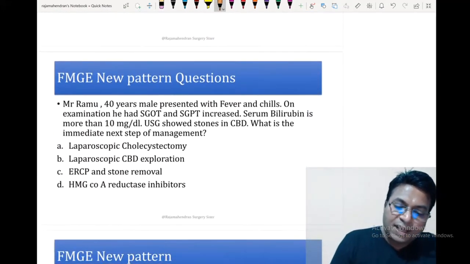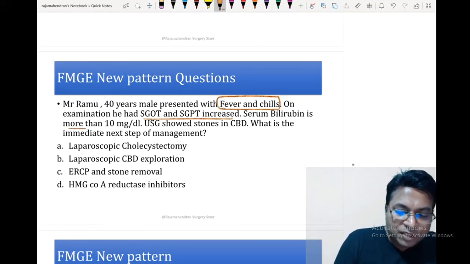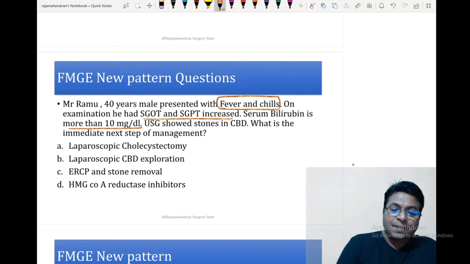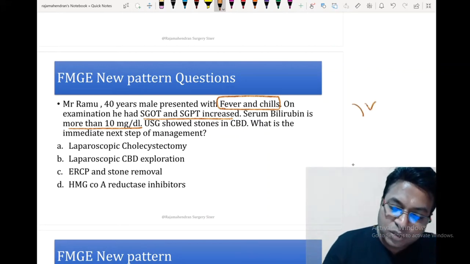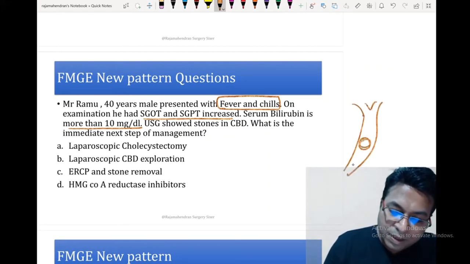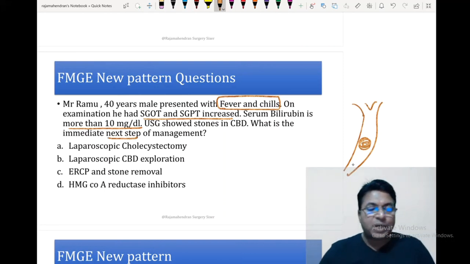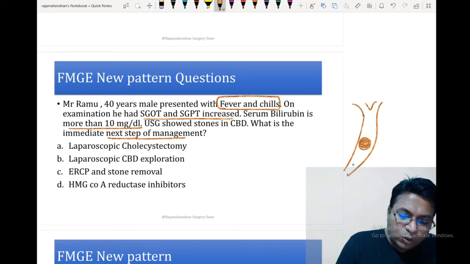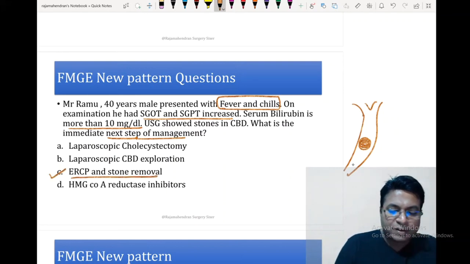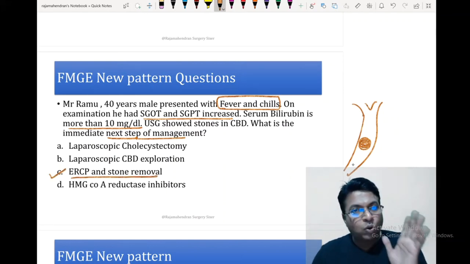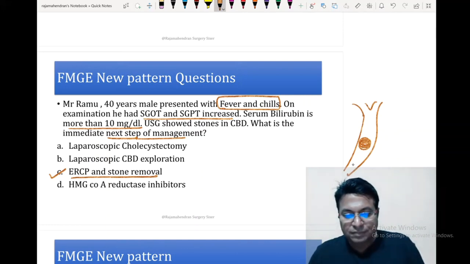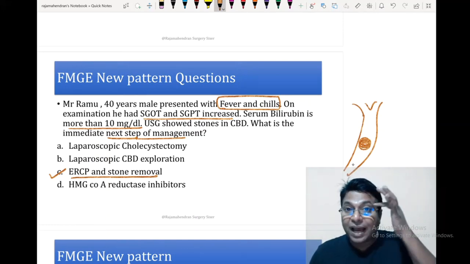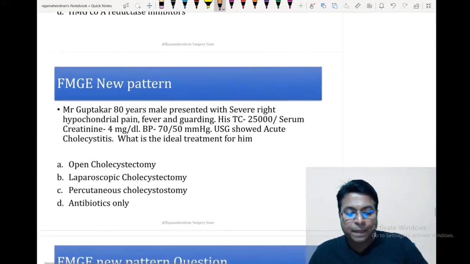Mr. Ramu, 40 years male, presented with fever and chills. On examination, SGOT, SGPT increased. Serum bilirubin is more than 10 milligrams per deciliter. See, the bilirubin is increased means there is a stone in the CBD. So what is the next step? This question I just told you. These are all direct FMG questions. Next step, if there is a CBD stone, I will do ERCP and stone removal. That's the correct, straightforward answer. No confusion, no controversy. Patient having a CBD stone, I have to remove it by ERCP.